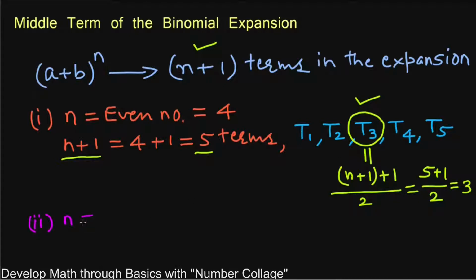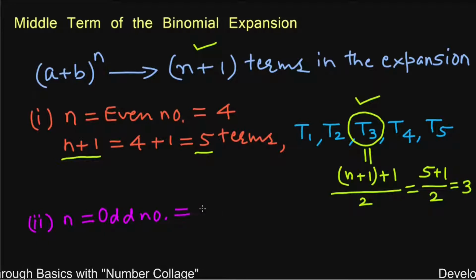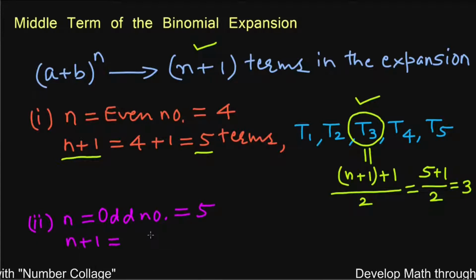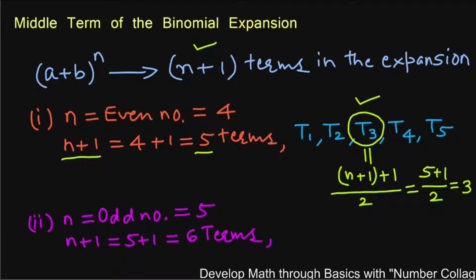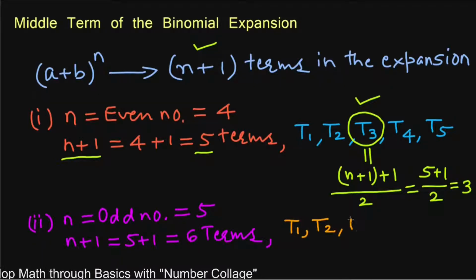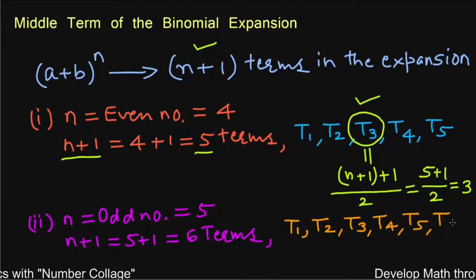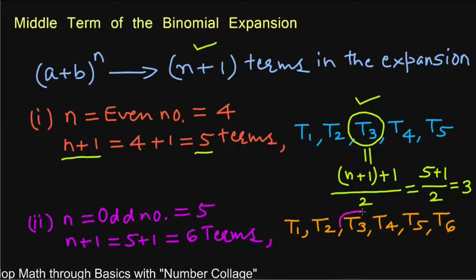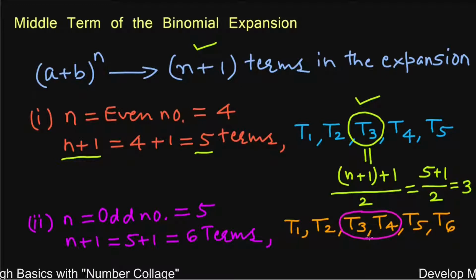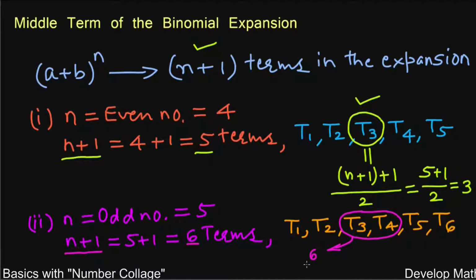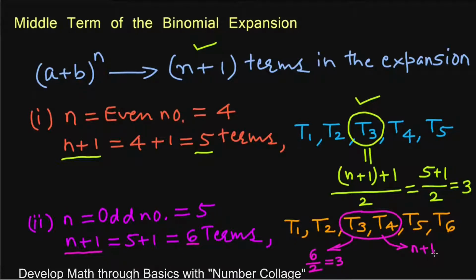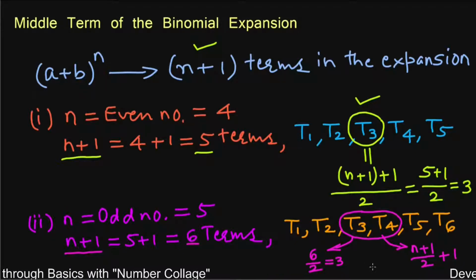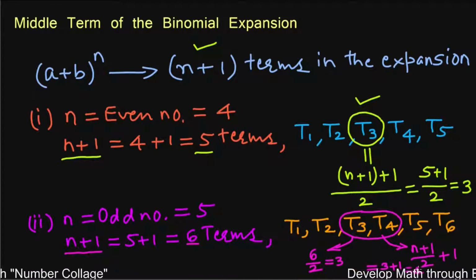If n is an odd number, say 5, then there will be n plus 1, that is 5 plus 1, or 6 terms in the binomial expansion, say t1, t2, t3, t4, t5 and t6. So there will be two middle terms instead of one, t3 and t4. This t3 will be (n plus 1) upon 2, which is 6 upon 2, that is 3, third term, and this t4 will be (n plus 1) by 2 plus 1, that is 3 plus 1, or fourth term t4.